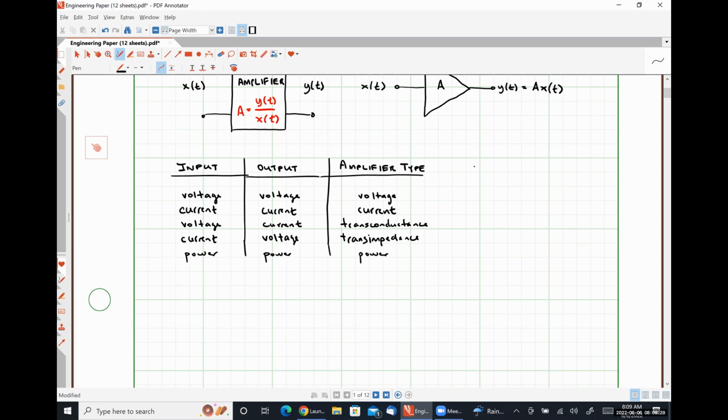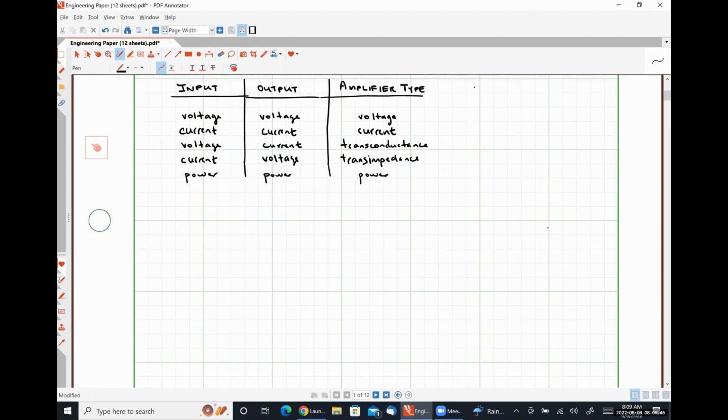So we are going to constrain our analysis today by really getting into the nitty-gritty of a voltage amplifier circuit. So a classic voltage amplifier circuit might look something like this. Here we have our black box representation of our voltage amplifier.